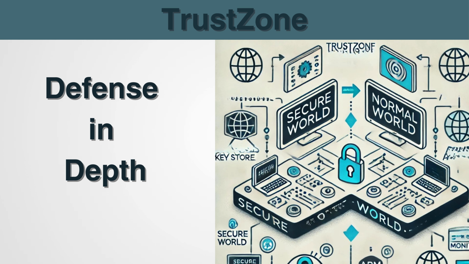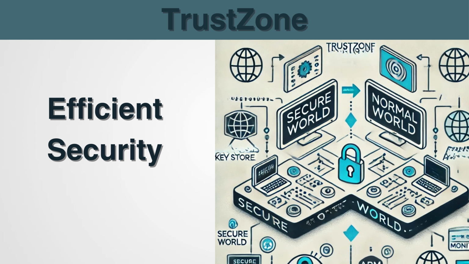This separation exists for defense in depth. Even if your standard OS, Android or Linux, gets compromised, like malware or privilege escalation happens, the secure world remains isolated and protected. Sensitive tasks like key management or secure payments continue to be safe. And efficient security. Instead of securing every part of the main OS for sensitive tasks, TrustZone allows you to compartmentalize the most critical functions, reducing the attack surface.